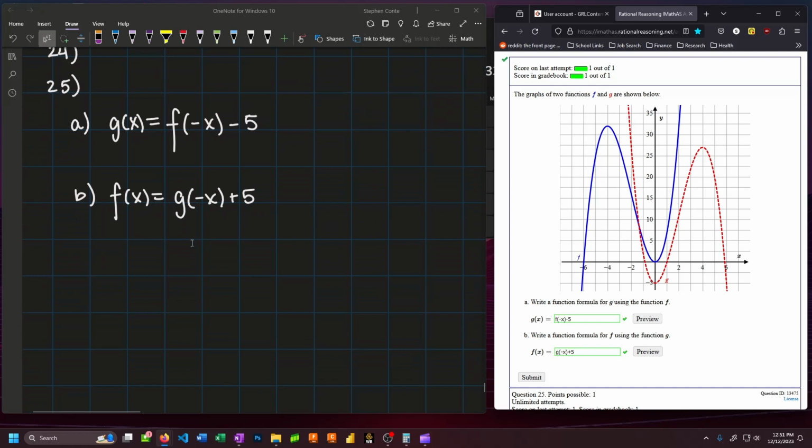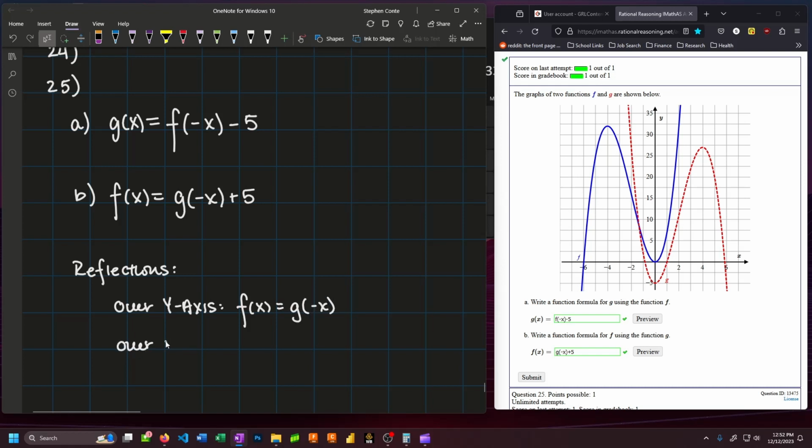So something to take note of is the fact that reflections over the y-axis, f of x is equal to negative g of x. Over the x-axis, it just changes the y values from positive to negative. So an x-axis reflection will look like this.